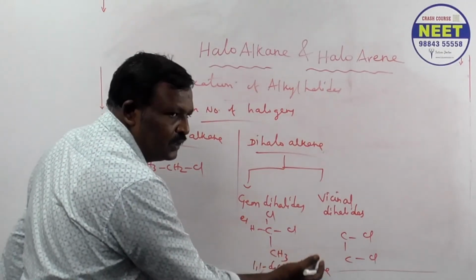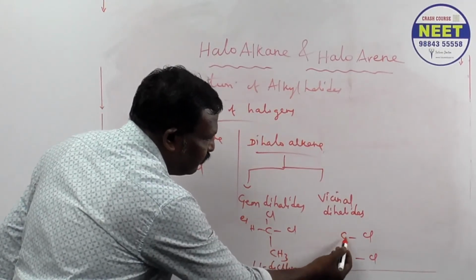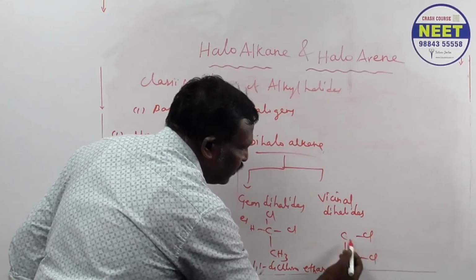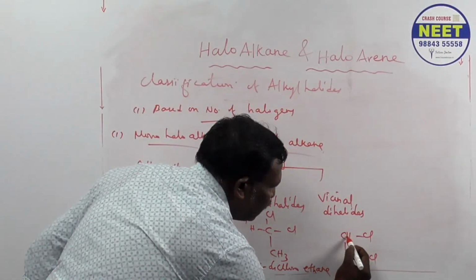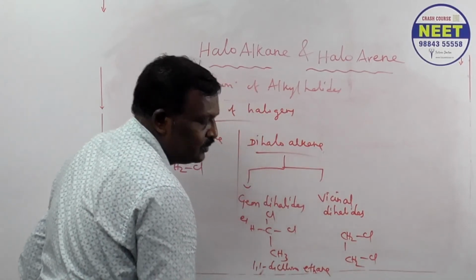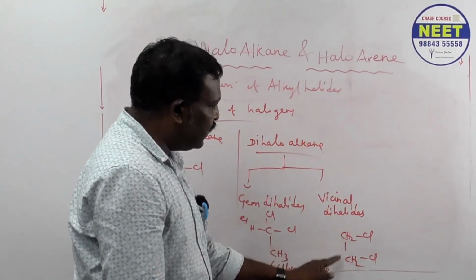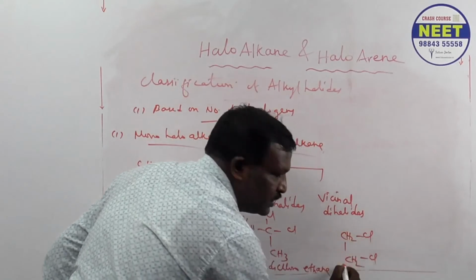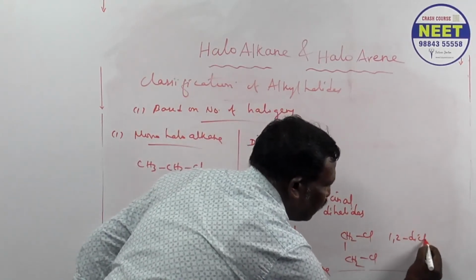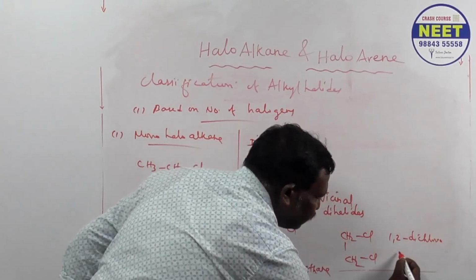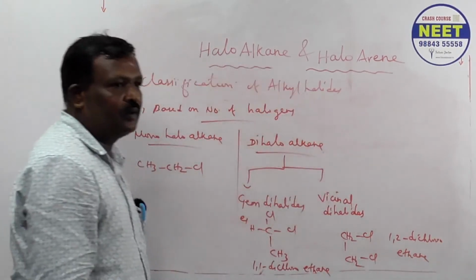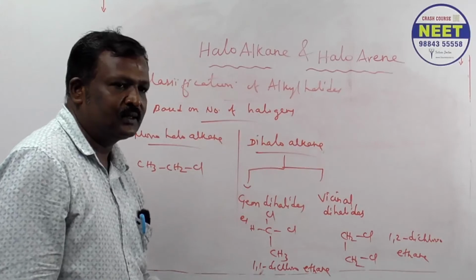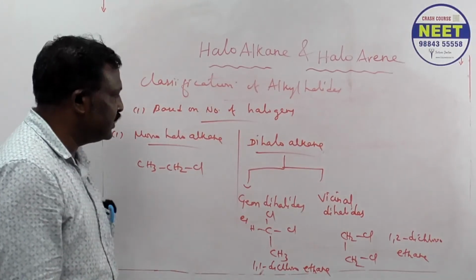Then you can fill in with hydrogen. You know the valency of carbon is 4. How to fill up hydrogen? H2. Correct or not? H2. Here also H2. Understood? This is 1, this is 2, so 1,2-dichloroethane. Are you following? Somewhere they will give one compound and ask what kind of halide that is. Mostly they are asking about gem dihalides.